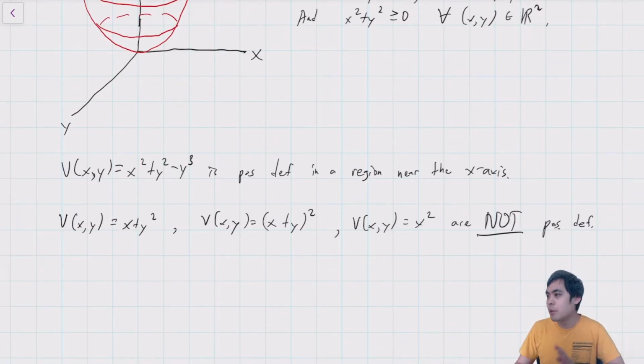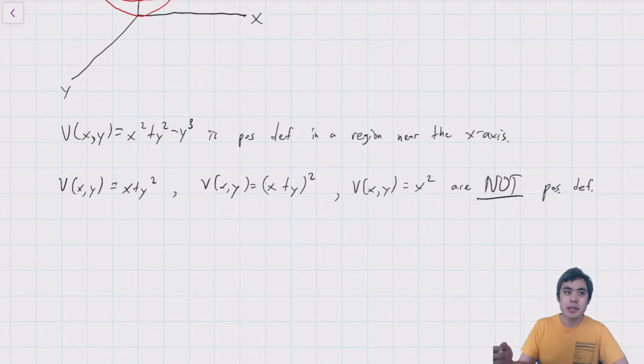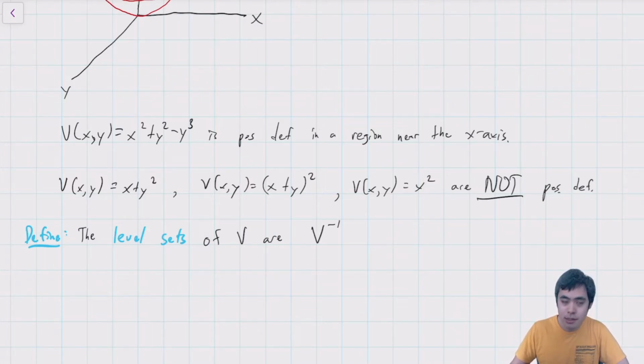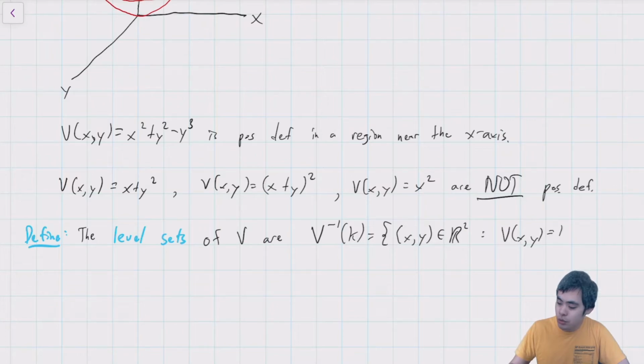And to see this, there are a couple ways of doing it. One is you can just give examples, but it'll be helpful to illustrate things if we define something called a level set. So define the level sets of V. The level sets of V are precisely, we're going to use the notation V inverse of k to denote the set of points (x, y) in R squared such that V of (x, y) is equal to k.